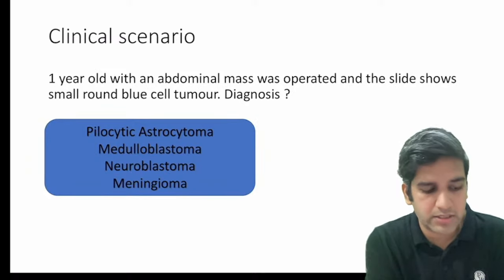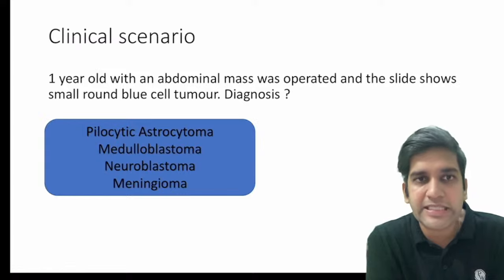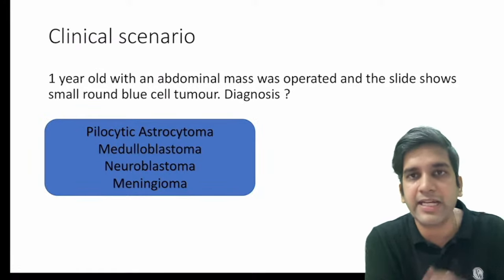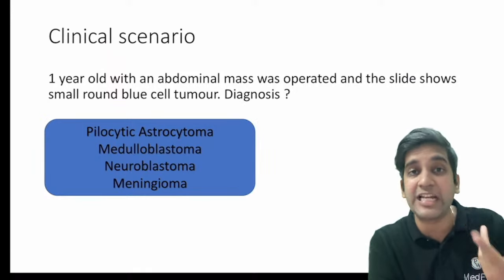1-year-old, abdomen mass, operated slide shows small round blue cell tumor. Of this, both B and C can be small round blue cell, but B will not present as an abdomen mass. It will present as a posterior fossa mass. Undoubtedly a neuroblastoma, which is an adrenal tumor.